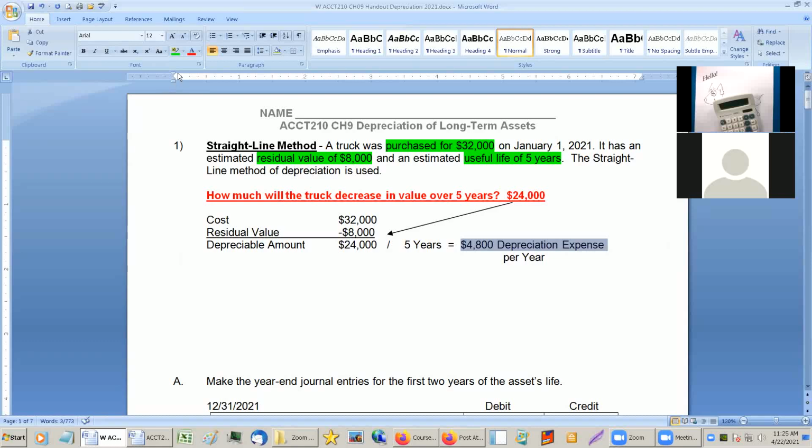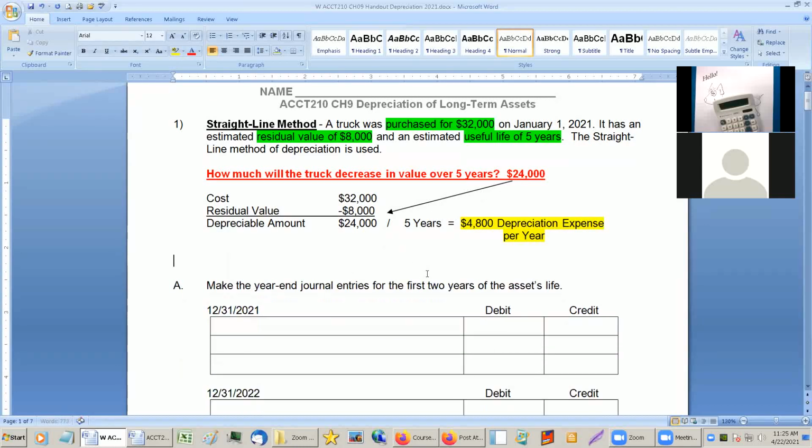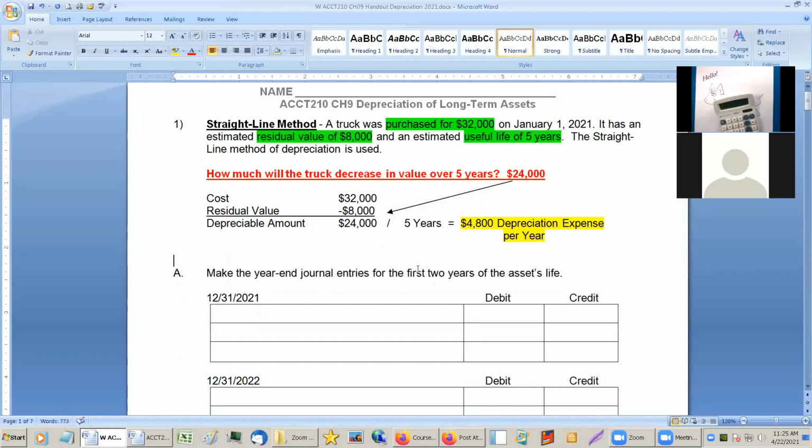So every year, we're going to knock 4,800 off of the value of this. And it would be reasonable for you to say, well, okay, so we're just going to reduce whatever we paid for the truck, right? 3,200 is what we're going to reduce it by. Nothing wrong with that thinking. Theoretically, it's absolutely fine, but we're going to use the accumulated depreciation account just because it gives us a little bit more information.